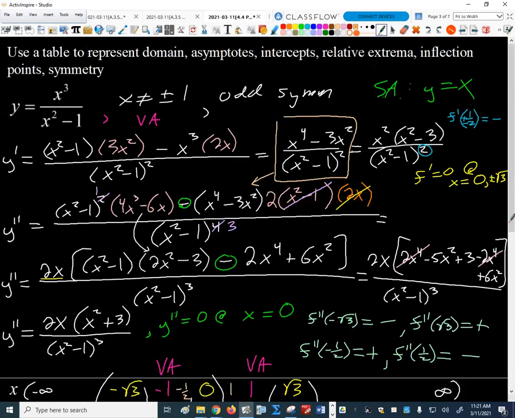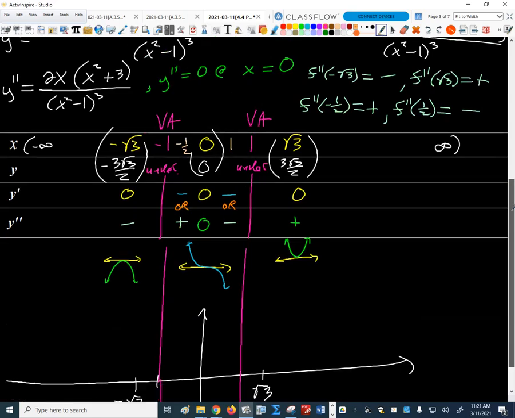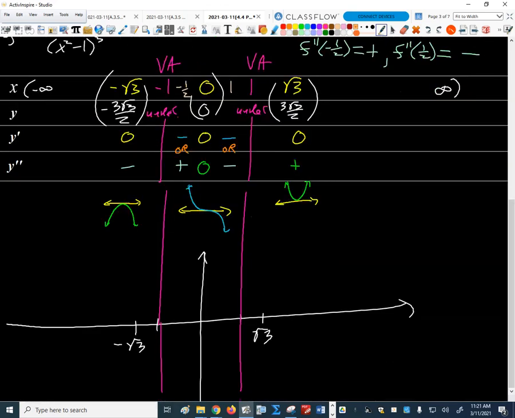Okay, and I've got some asymptotes. So that's going to be like 1's right there, 1's right there. So there are my vertical asymptotes. I've got a maximum down here at negative radical 3, and I go down a little bit. It's a negative value, and that's a maximum, right? And then over here, I've got a minimum.